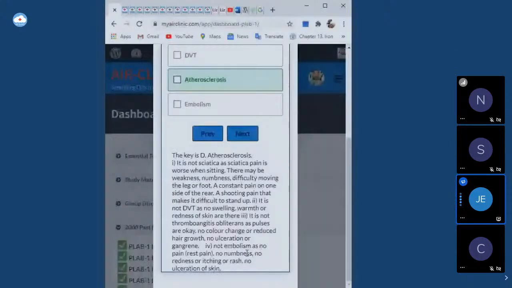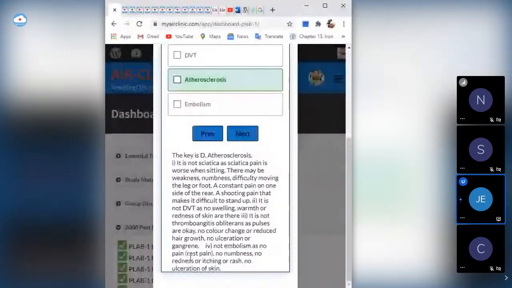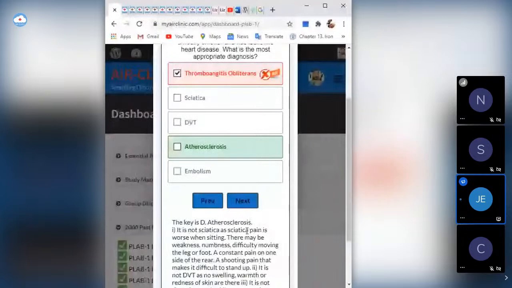There's no redness, itching, or rash, no ulceration of the skin. All right.